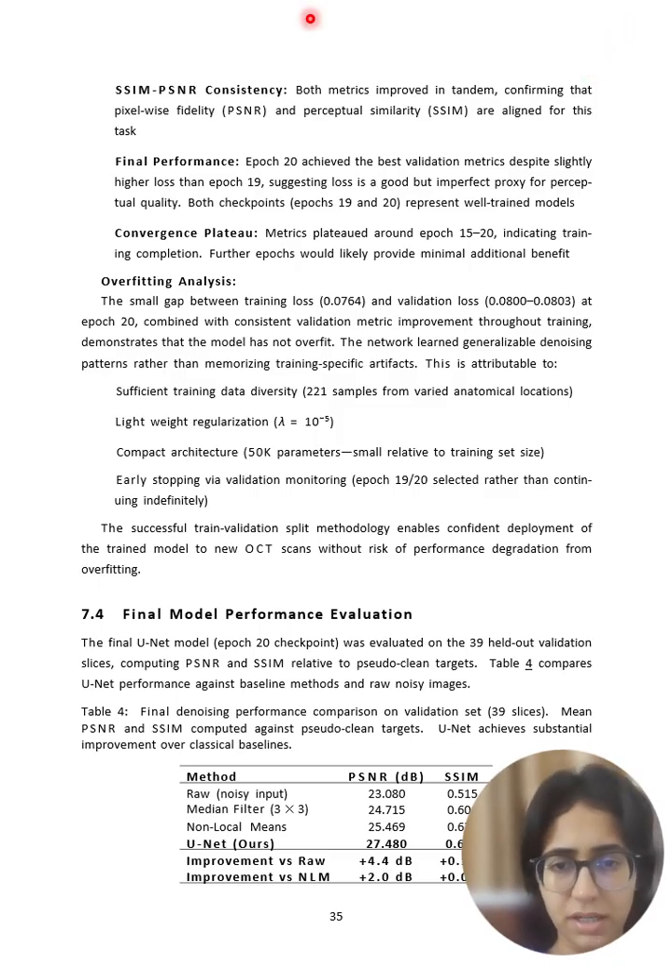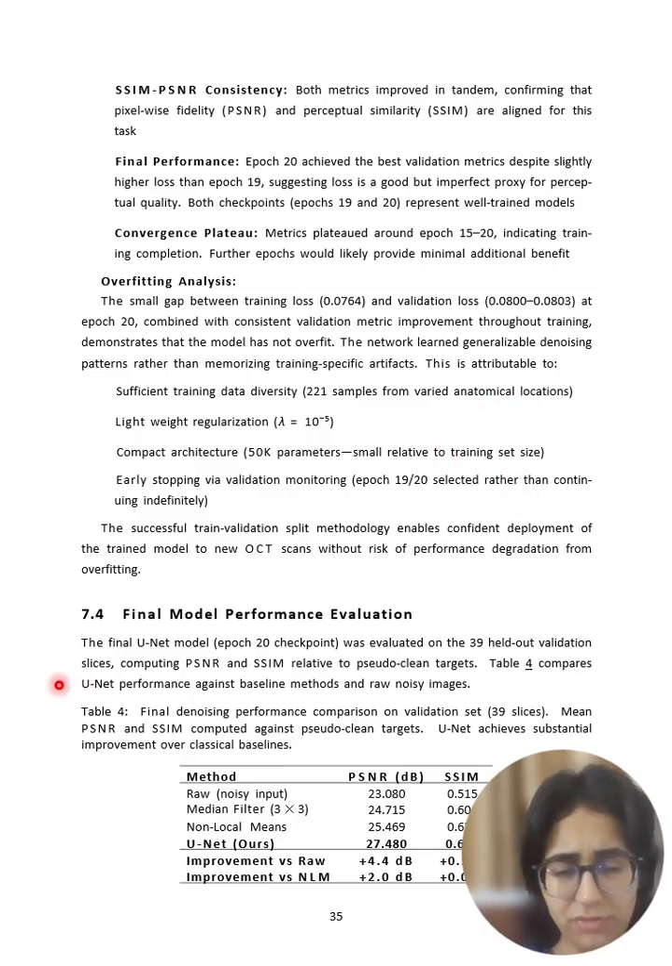So the consistent metric improvement throughout training demonstrates that the model has not overfit, and the learning has been generalizable in denoising patterns.